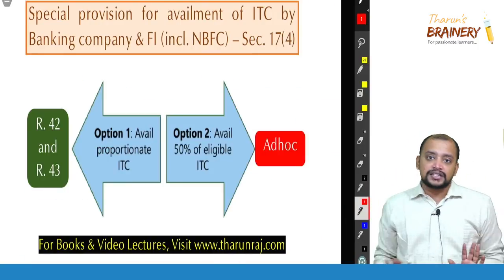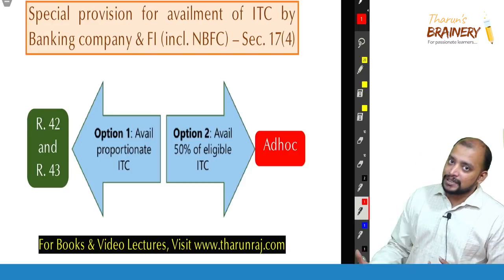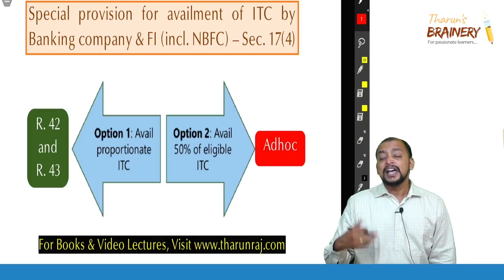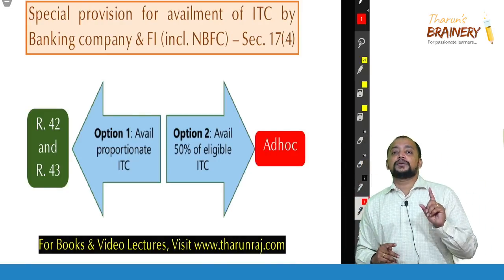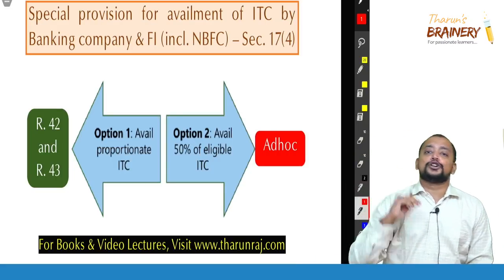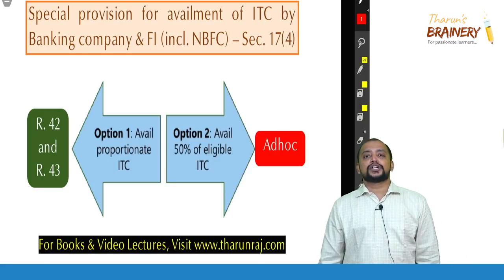So in this case, part of their outward supply is taxable and part of their outward supply is exempted. Interest income is exempted. Interest on loans, advances, deposits is exempted and other income will be taxable. Now they have two options here. Option number 1, take the proportionate credit as per rule 42-43. That is option 1. Or option 2 is there.